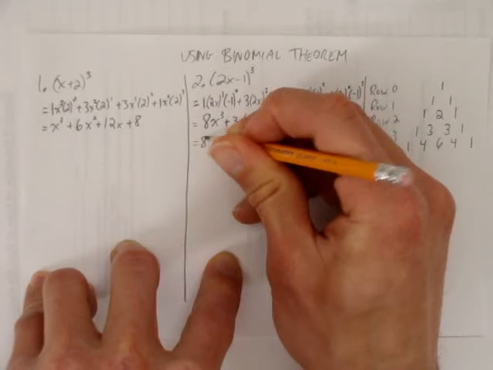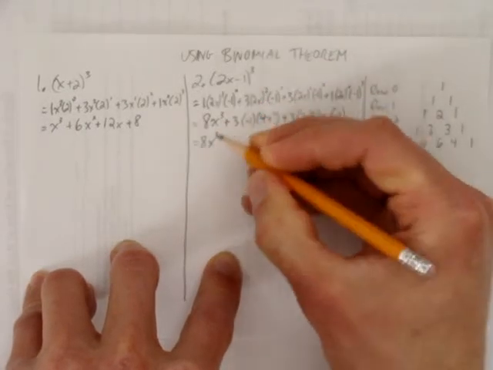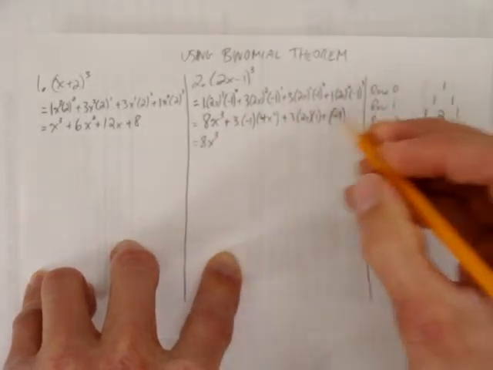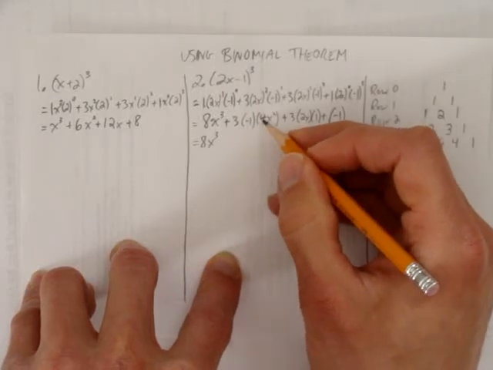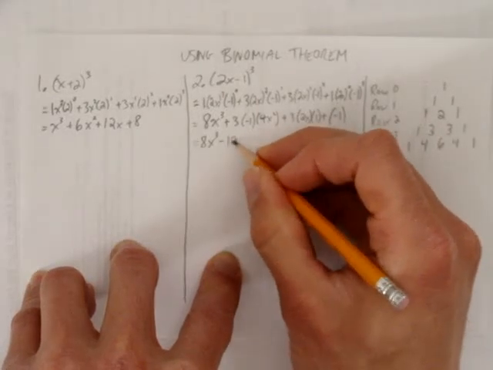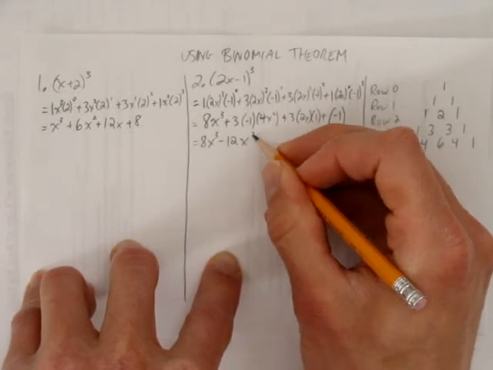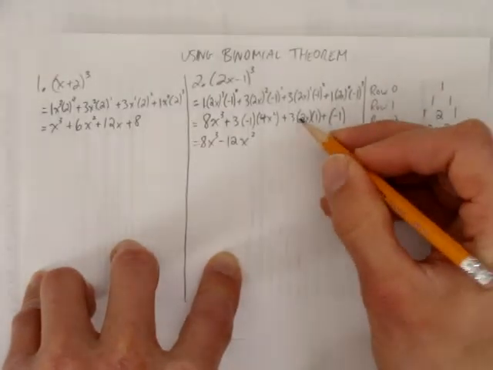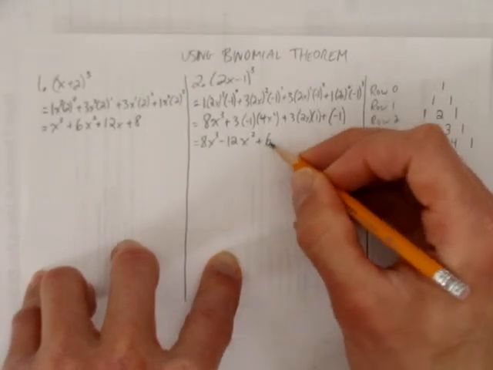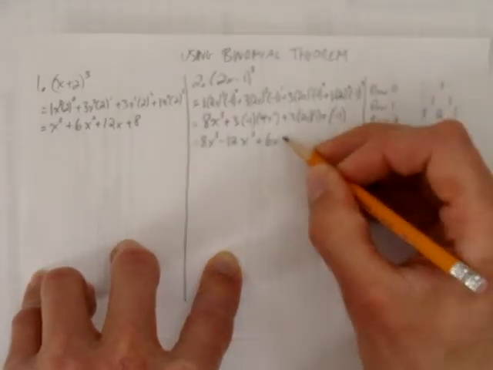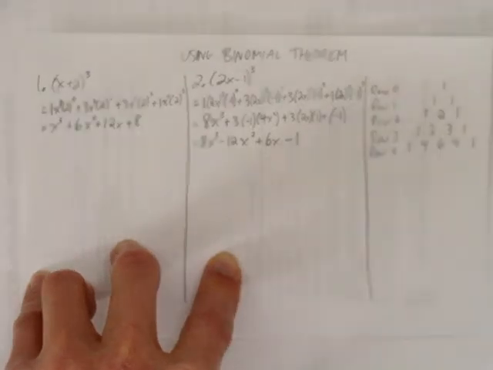So let's finish our last step of simplifying. Nothing to do with 8x to the power of 3, but for this one we have 3 times negative 1, which is negative 3, times 4 is negative 12, x squared. And for this one we have 3 times 2x, which is 6x, times 1 is just 6x. And then plus negative 1 is just subtract 1.